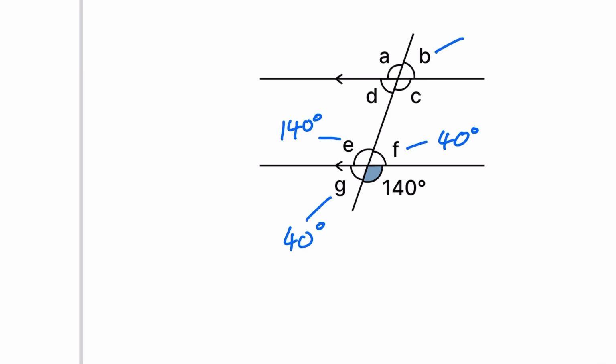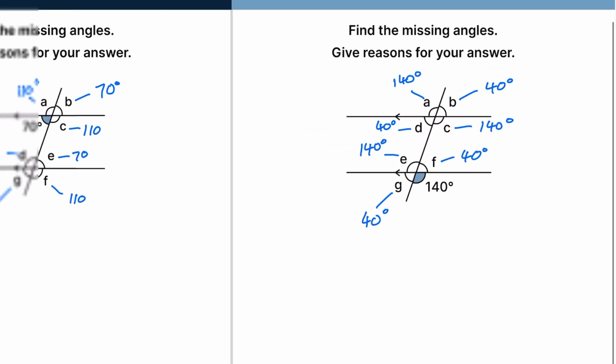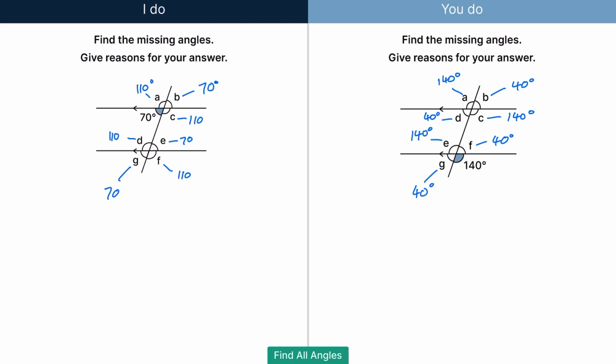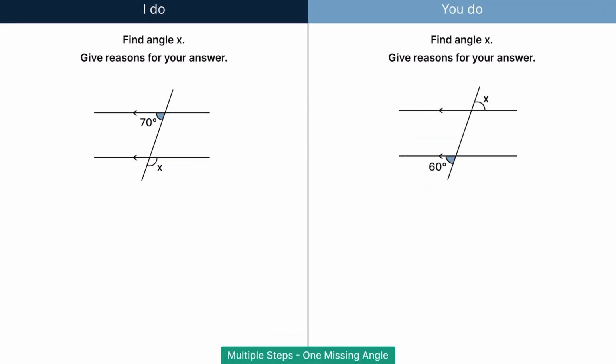For B, I would use corresponding. But like I said, you could use a different reason too. C would be 140, and I would also use corresponding. And then this is just vertically opposite to C, so that would be 140. And then D is just vertically opposite to B, which is 40. Again, your reasons could have been different depending on the rule you used, but the answers should still be the same. So moving on.